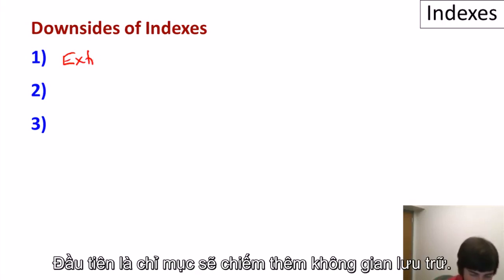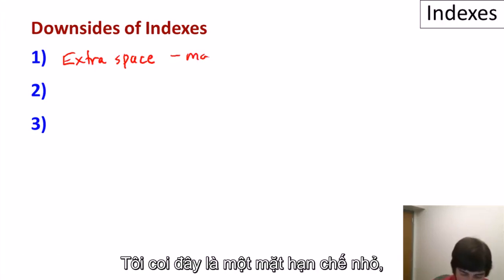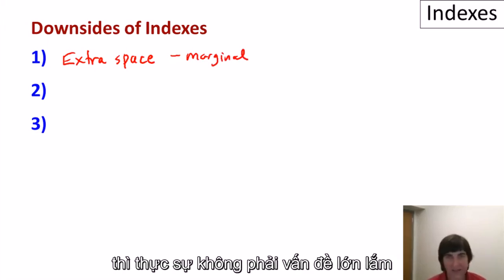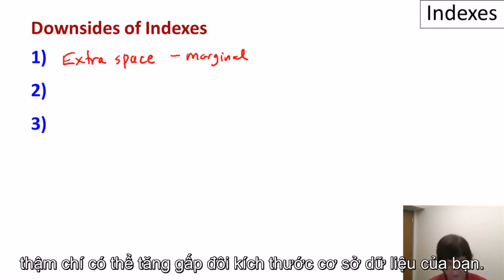So the first one is that indexes do take up extra space. As I mentioned, they are persistent data structures that reside with the data. I consider this sort of a marginal downside, especially with the cost of disk these days. It's really not that big a deal to use additional space, even to potentially double the size of your database.